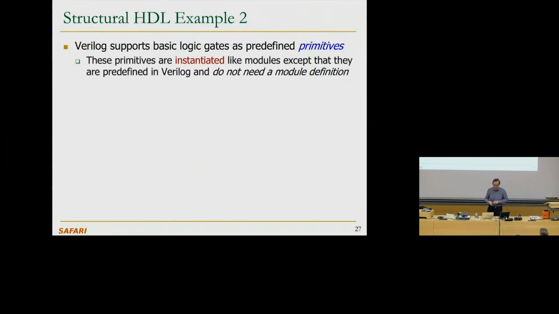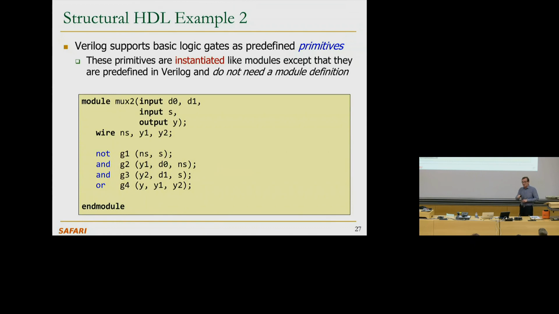Okay, so let's take a look at a structural example over here. Verilog supports basic logic gates. I think I already said this earlier, but let's take a look at how they are. These are the predefined primitives. They're instantiated like modules, except that they're predefined in Verilog and do not need a module definition. By the way, you're basically limited by what your compiler can support. If your compiler can compile, it can do anything, basically. Does that make sense? If you have a poor Verilog compiler, then you may not be able to mix. But hopefully the state-of-the-art compilers are much better.